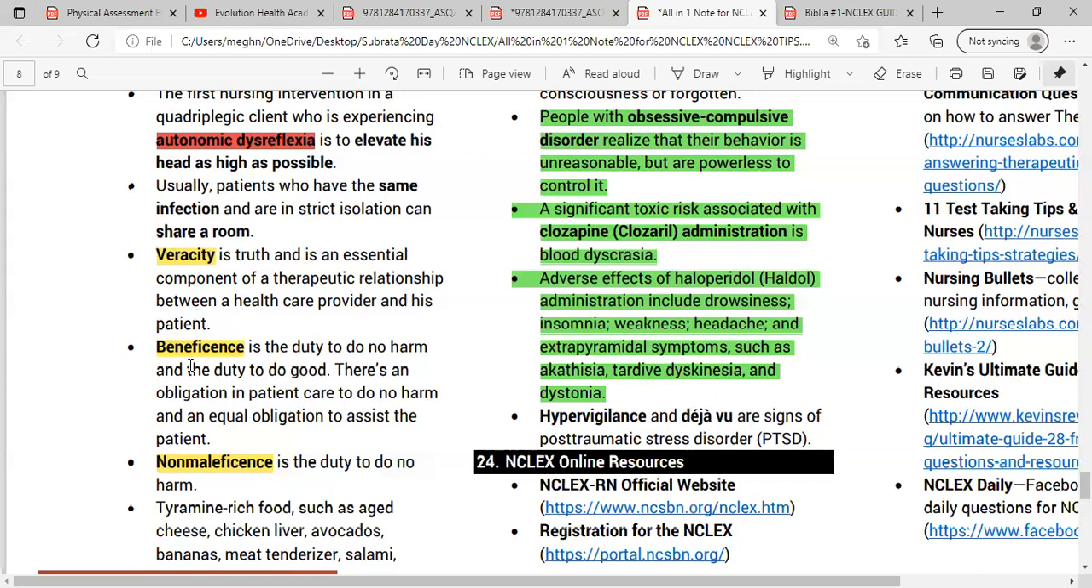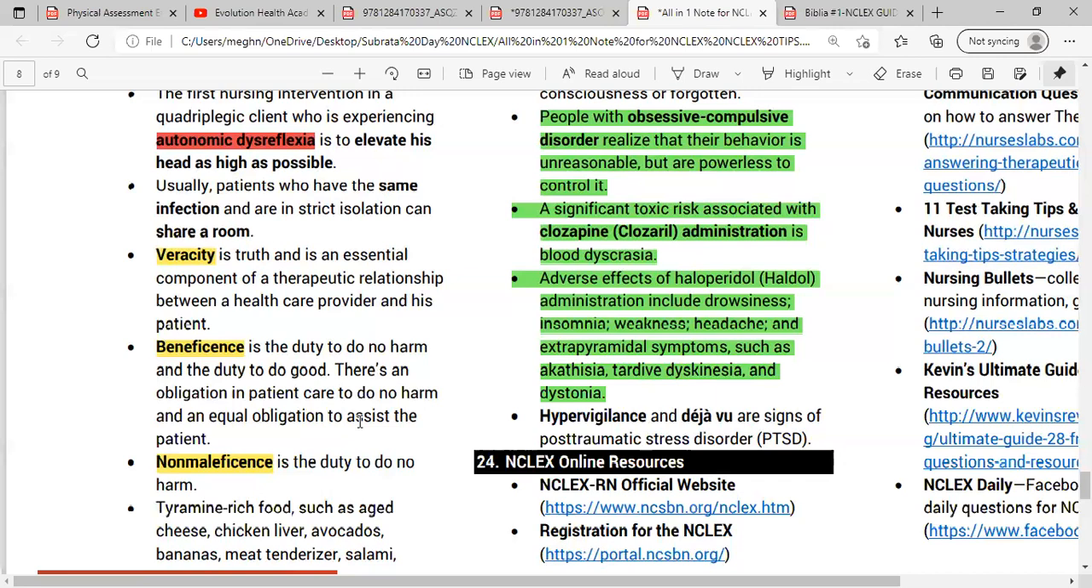Then what is beneficence? Beneficence is the duty to do no harm and the duty to do good. And there is an obligation in patient care to do no harm and an equal obligation to assist the patient. So an easy way to explain beneficence: it means to do good, not to be harmful to the patient.